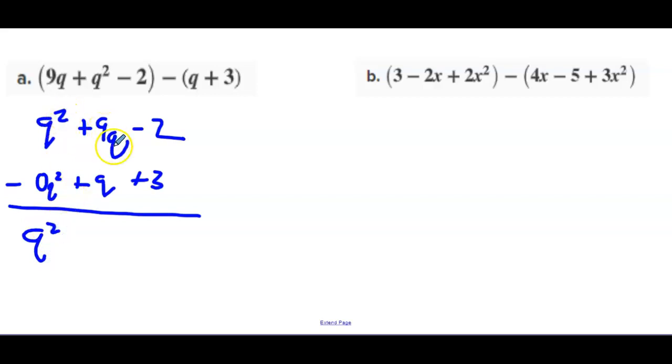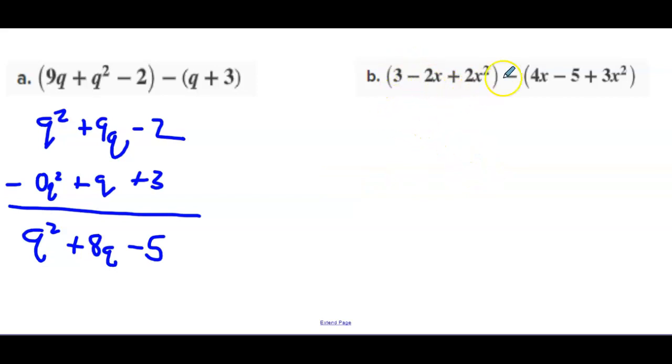We have 9q minus q, so that would be a plus 8q. Then we have negative 2 minus 3, which would bring us down to a minus 5. So q squared plus 8q minus 5. And just be careful that we're writing these in standard form first, and then making sure that we are adding and subtracting our integers properly.